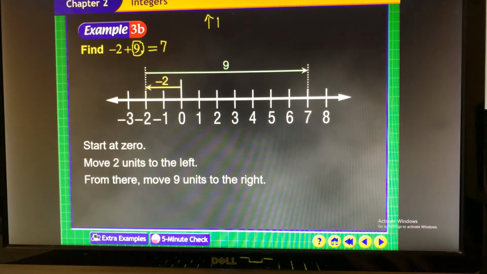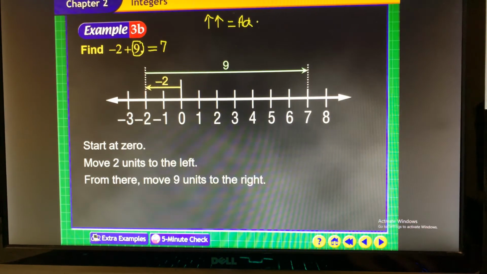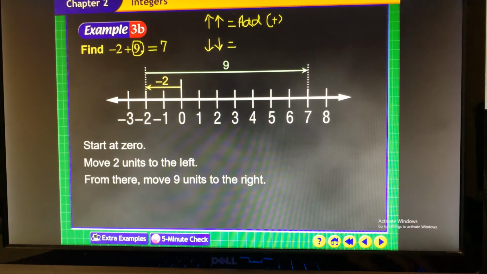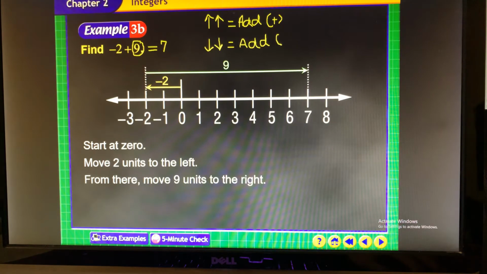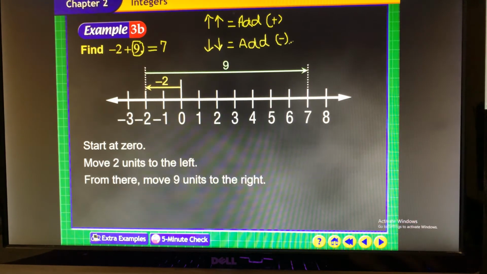If you have 2 up arrows, that means you're adding 2 positive numbers. So you're going to add them together and your answer is going to be positive. It's pretty simple. If you have 2 negative numbers that you're adding, you're still going to add them together because you're going left and you're going left more. So you're adding to your negative values, but this time your answer is going to be negative.